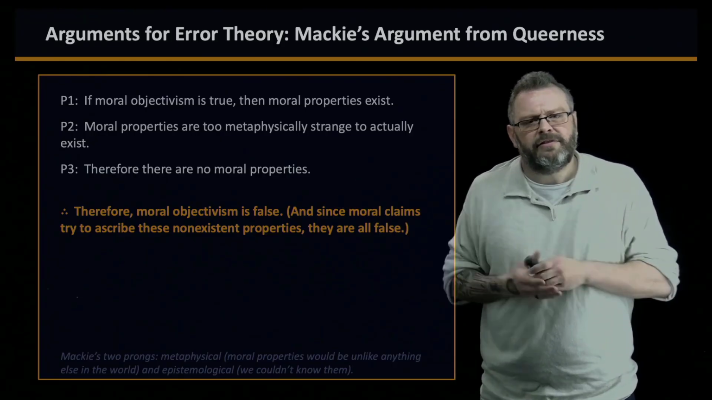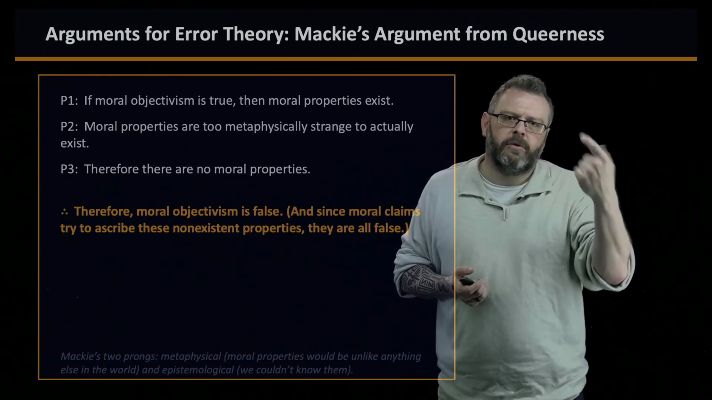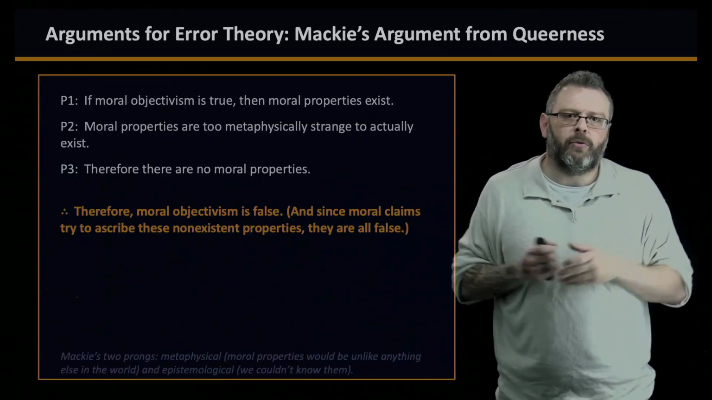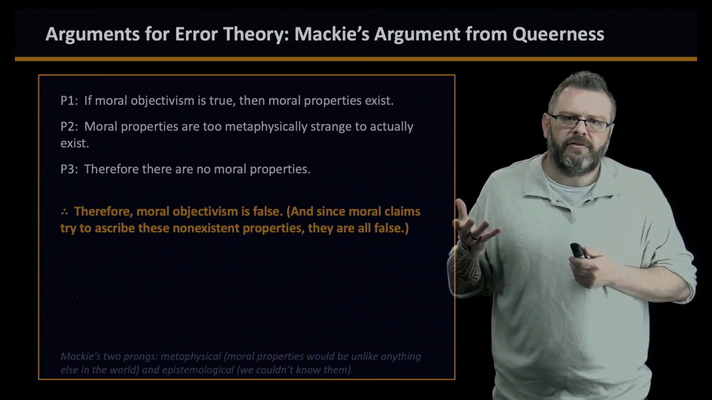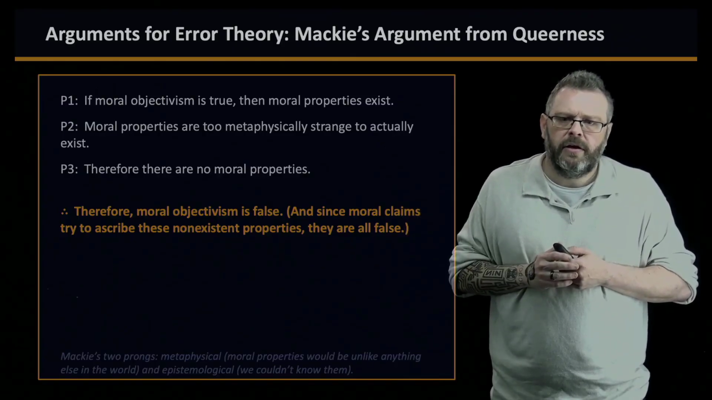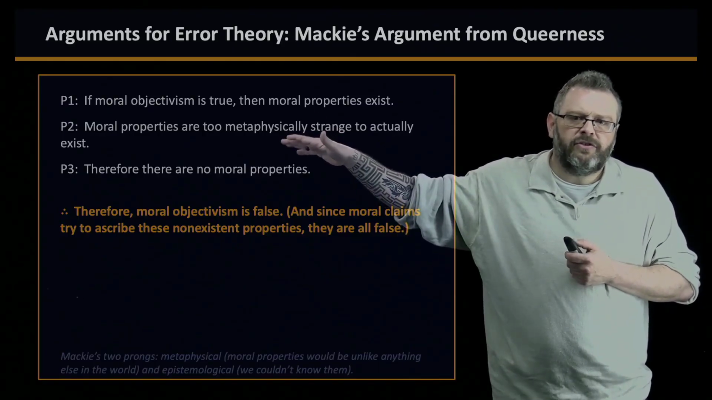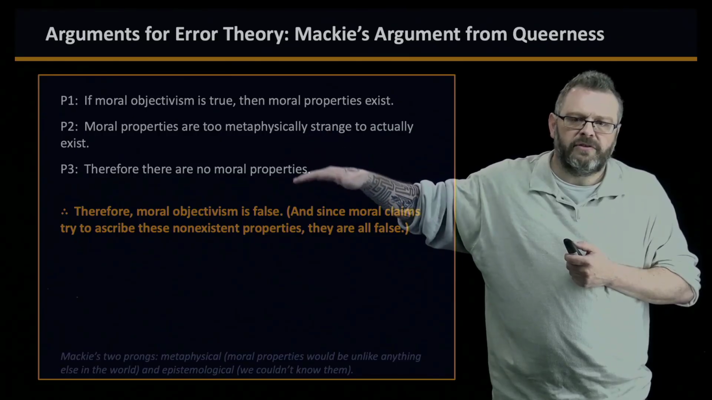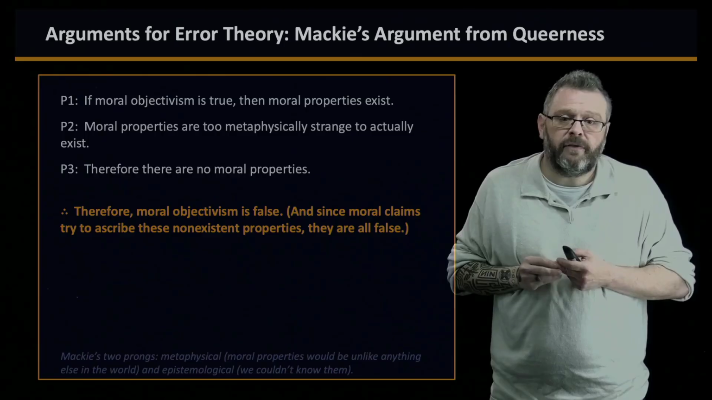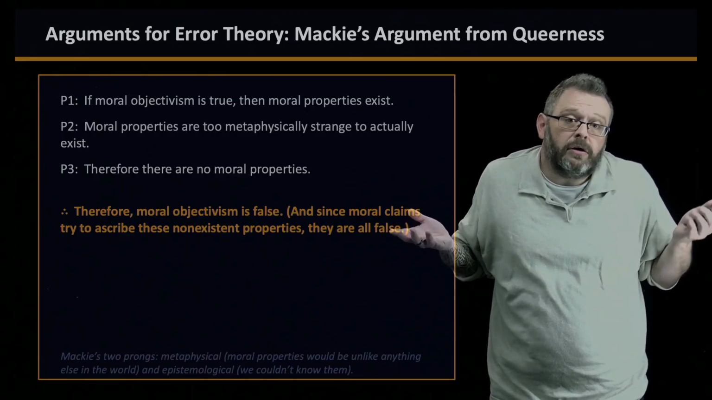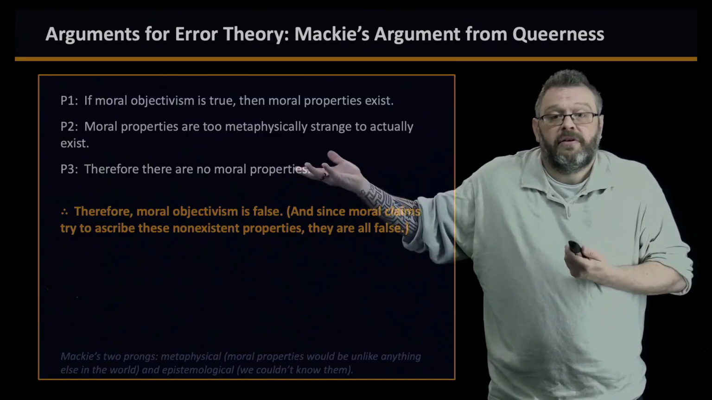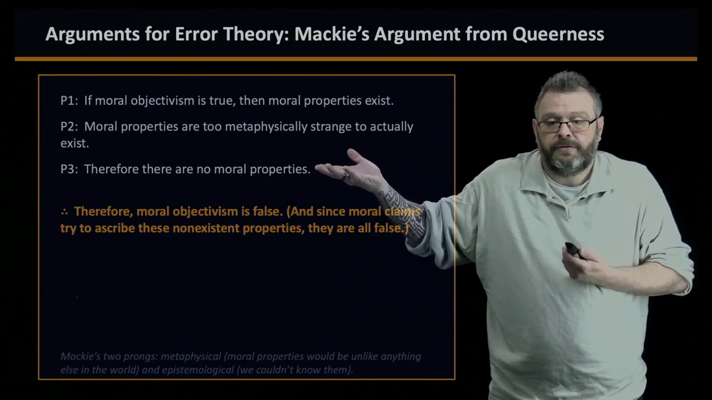Mackie's going to say, okay, so we've got the ball and we've got your face and we've got the throwing, but where's the wrongness here? Where does that property come out? It's like, oh yeah, moral properties are kind of weird. So they're just too metaphysically strange to exist, so they don't exist. So moral objectivism is false. And so are all moral claims. They would all have to be false because they rely on these properties.